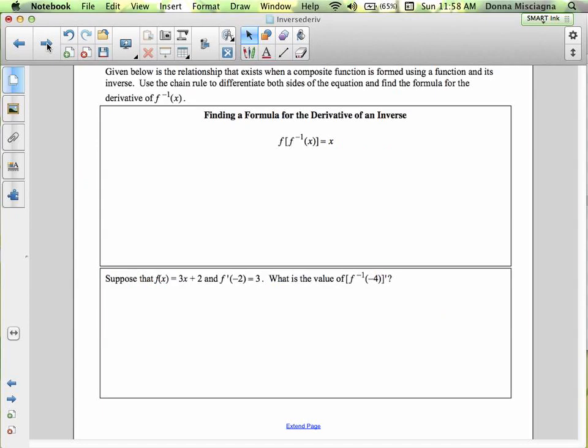All right, now enough of reviewing. Let's go over how to find the derivative of an inverse. All right, so we're going to prove it. We're finding a formula for the derivative of an inverse.